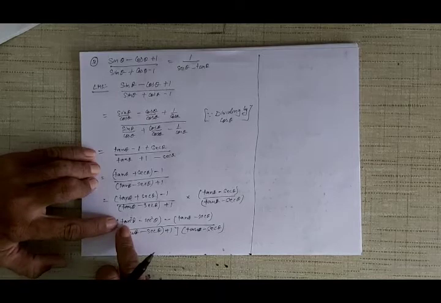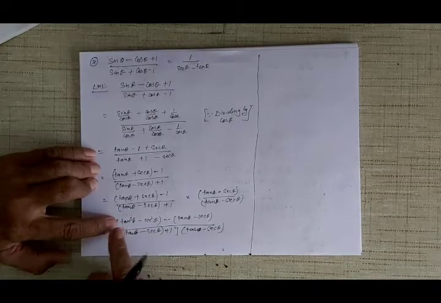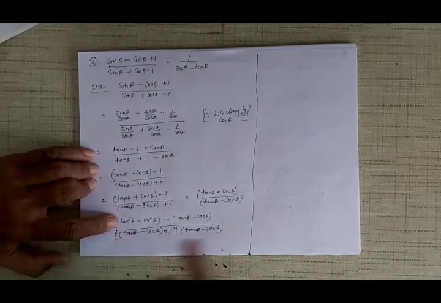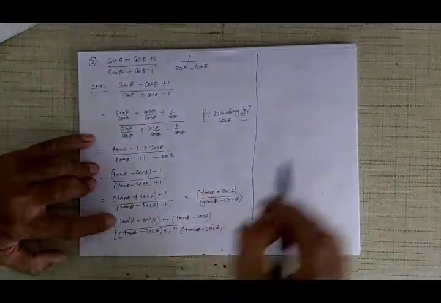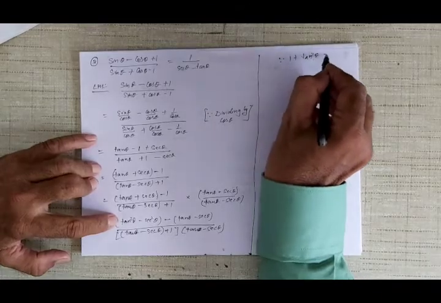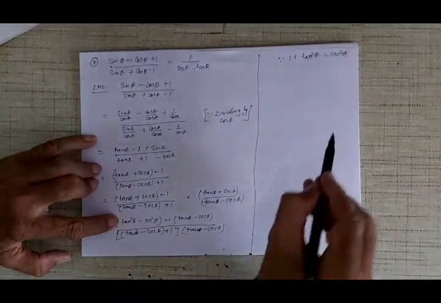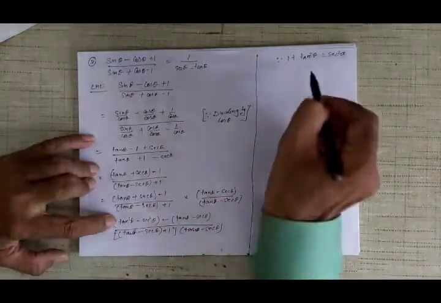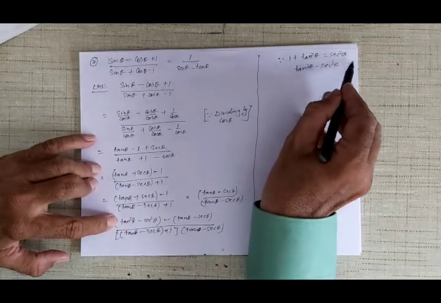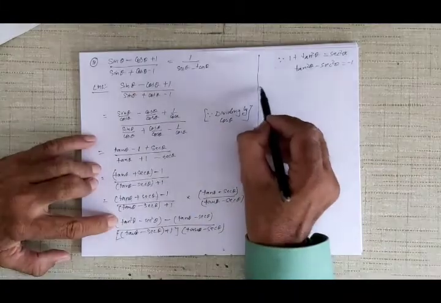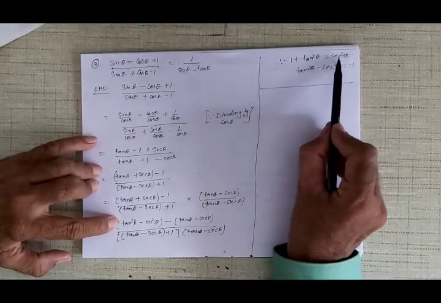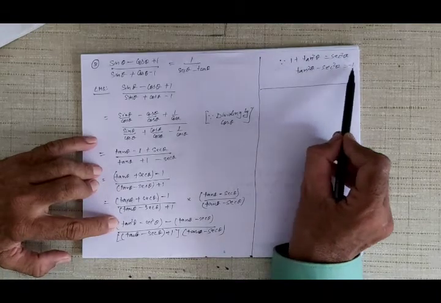Now you see, 1 plus tan square theta is sec square theta. Okay, so therefore if I write tan square theta minus sec square theta, it will be equal to minus 1. This is the identity, 1 plus tan square theta is sec square theta. So tan square theta minus sec square theta will be minus 1.